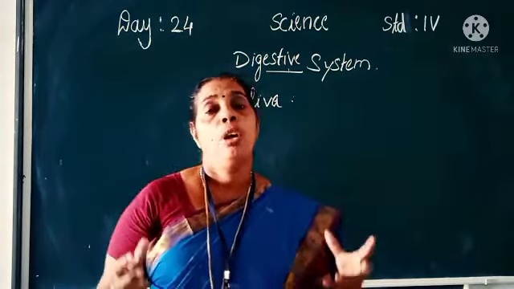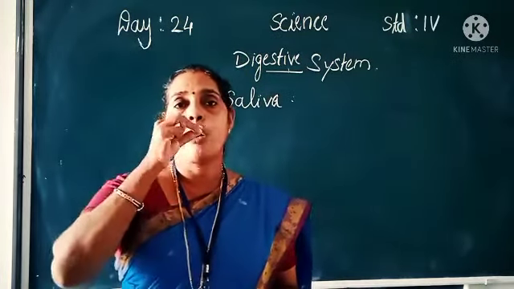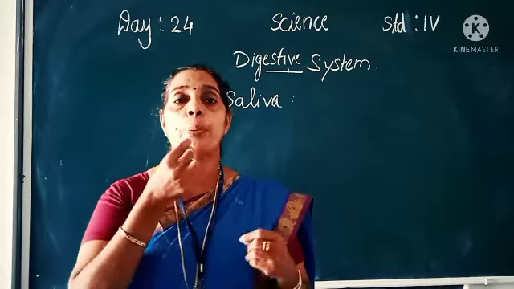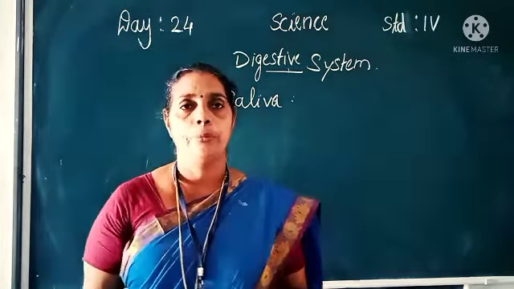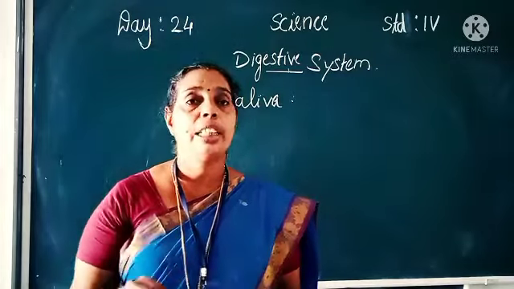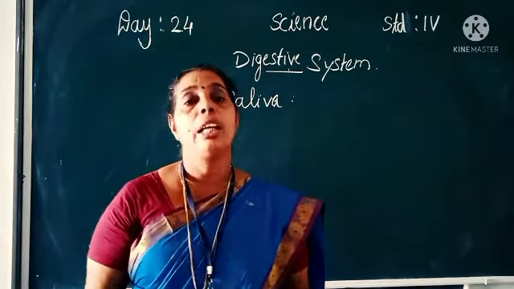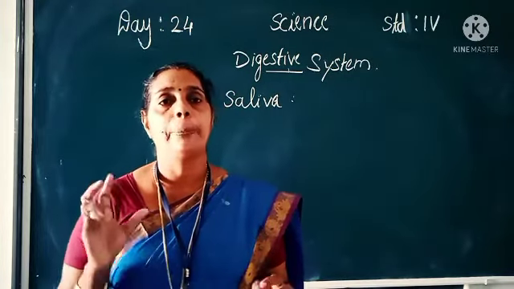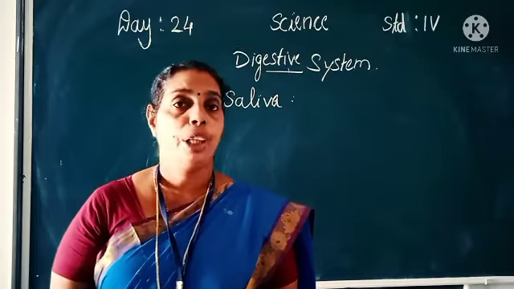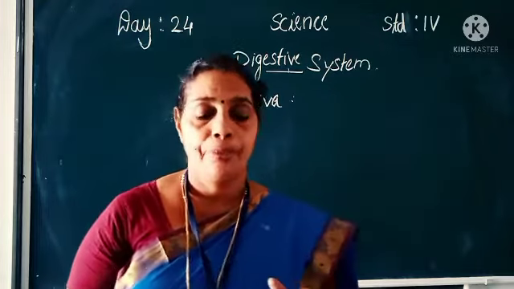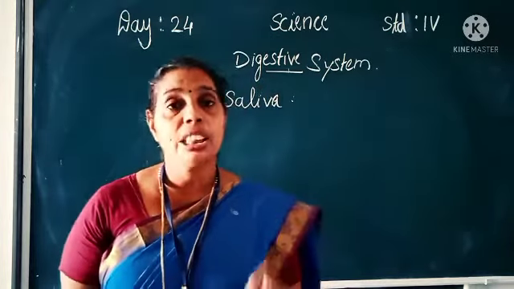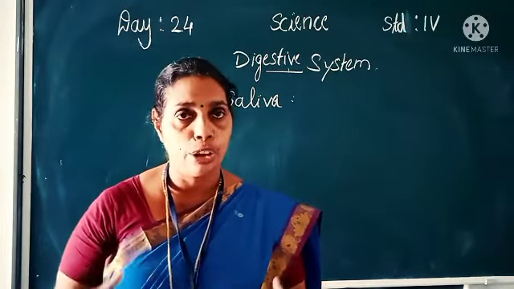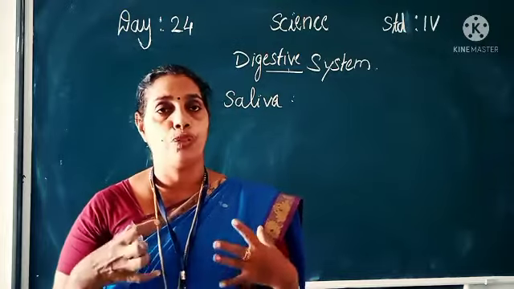Digestion. So first we put the food in the mouth and chew it. Then that food is swallowed through the food pipe. Then it reaches the stomach, where the food is broken down. That is called digestion. Okay, then the fifth point.